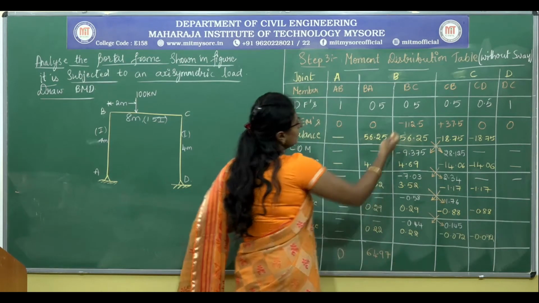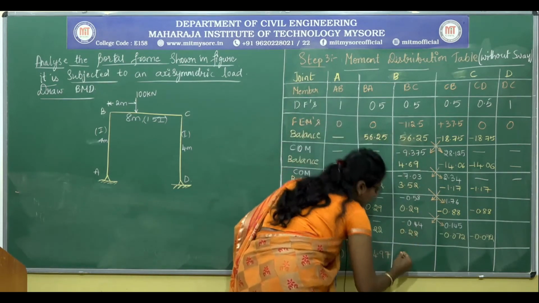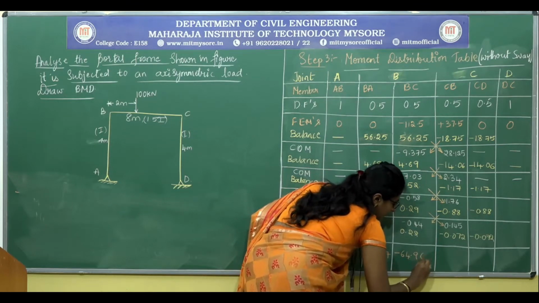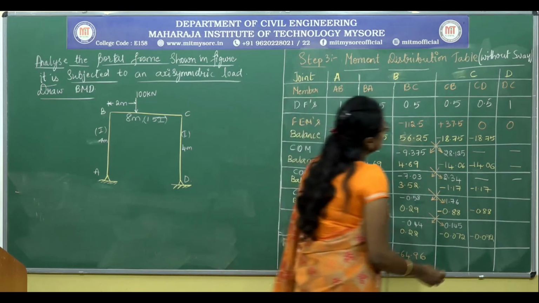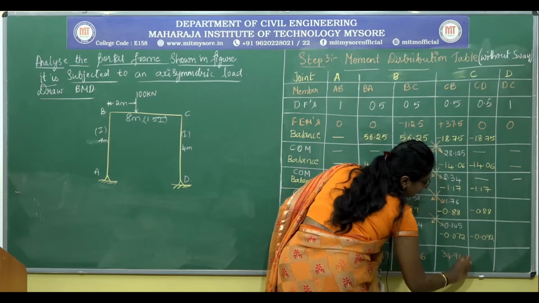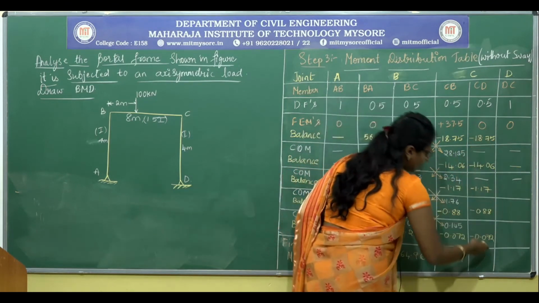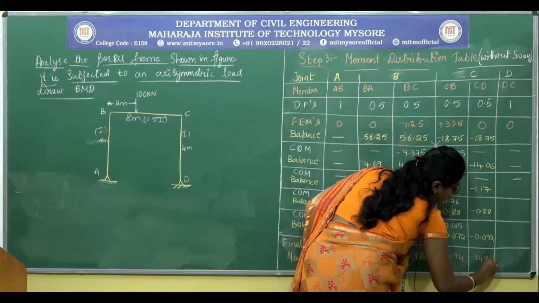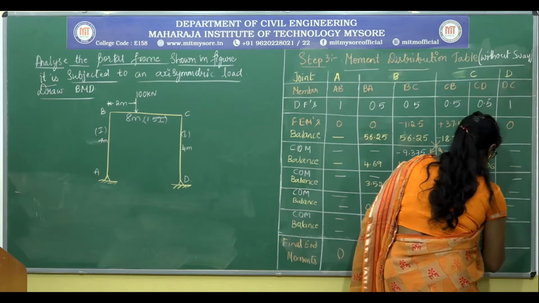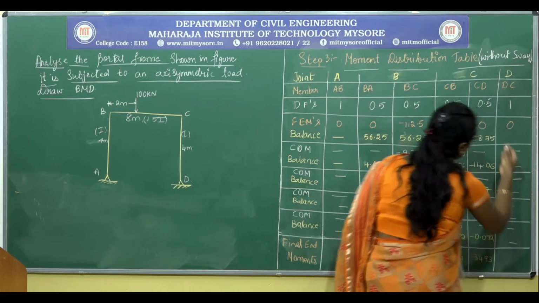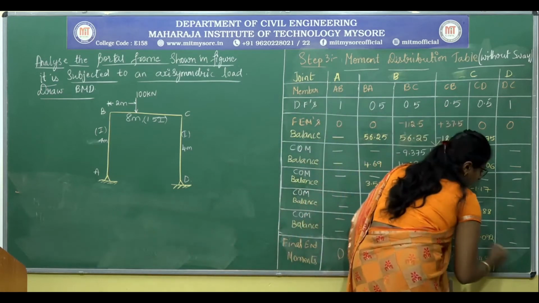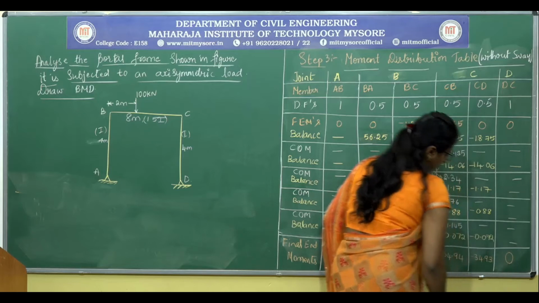64.97. Even here from fixed end moments, BC is equal and opposite, 64.6. Then CB from the fixed end moment plus 34.94, and for CD will give you minus 34.93. And again here, since it is hinged, we can directly take the moment as 0.